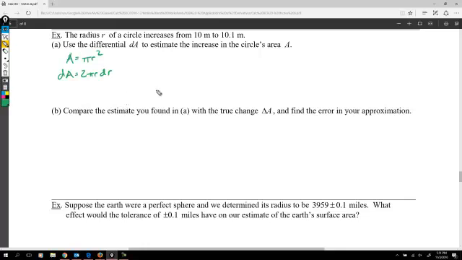Okay, and what I'm going to do here is define a couple things. So what we're saying is that my radius is 10, right? So let's plug that in.